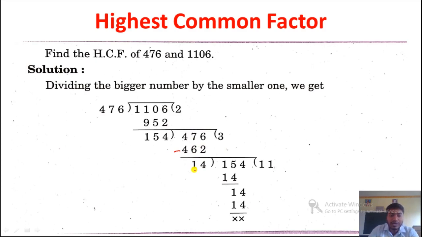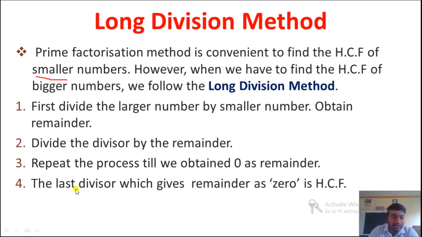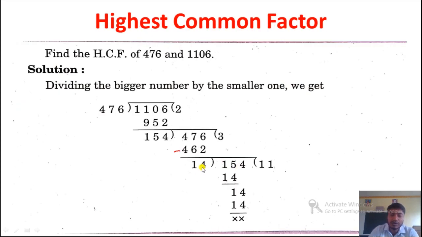Now we have to divide the divisor 154 by 14, because it is mentioned in the step, repeat the process till we obtain 0. Till now we haven't got the remainder 0, so we have to repeat this process. We divide 154 by the remainder 14. How many times will it go? First 1 time, 14 into 1 is 14. Now subtract: 5 minus 4 is 1, and 1 minus 1 is 0. Now bring down this 4.